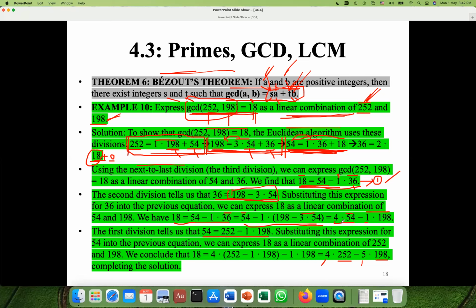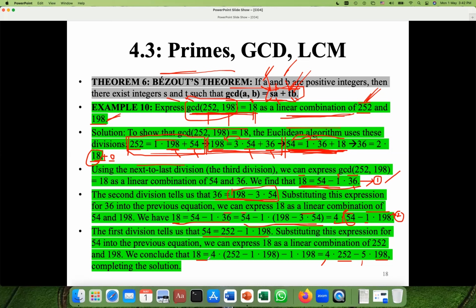Do we have 54 here? Yes, we have 54 here in the previous. So make it equation 2 if you want, just to label the previous equation as equation 2 for your ease. And now you have this 54. Substitute this 54 with this value in equation 2.